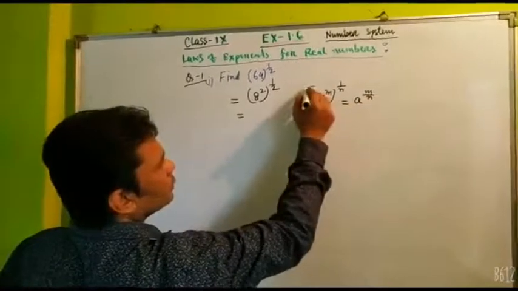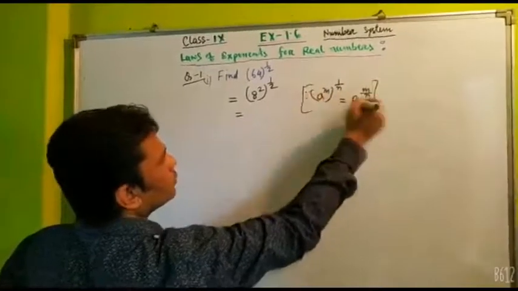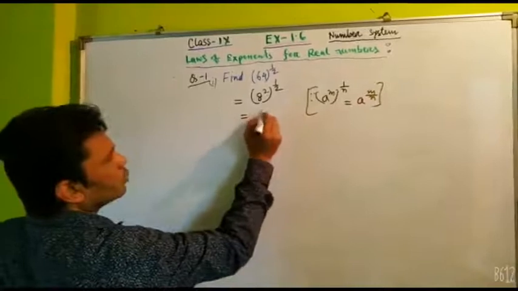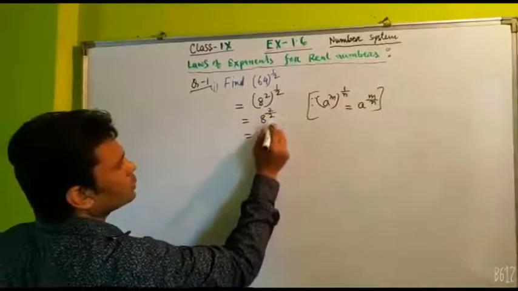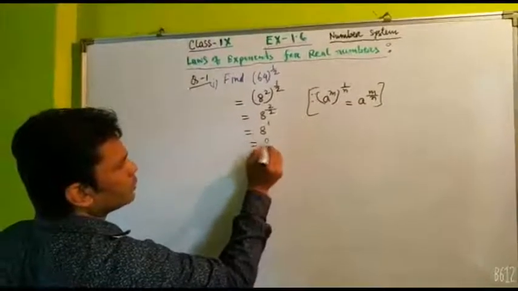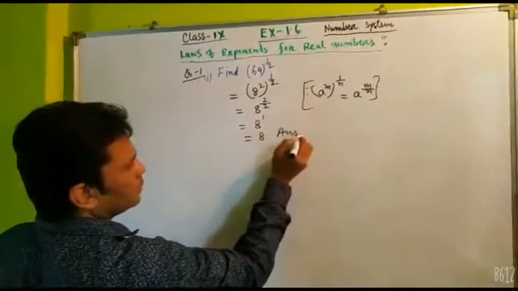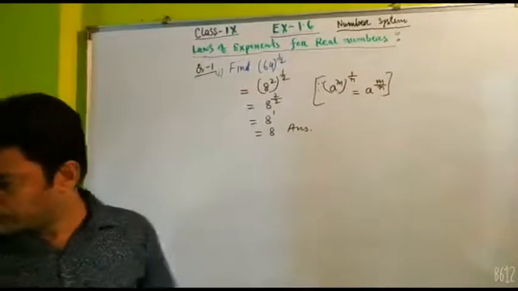Okay, you write here, since, 8 to the power 2 by 2 is equal to 8 to the power 2 by 2. The 2s cancel, you will get 1, that is it, 8. This is the answer.